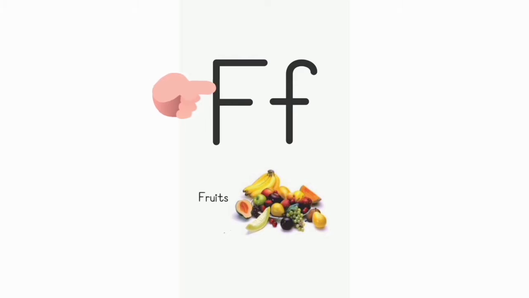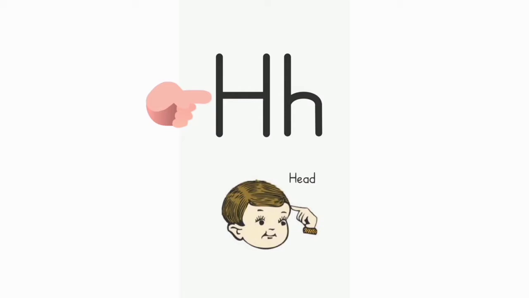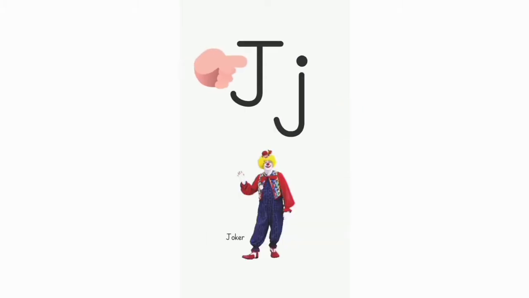Capital F, small f. F for fruits. Capital G, small g. G for gate. Capital H, small h. H for head. Capital I, small i. I for insect. Capital J, small j. J for joker.